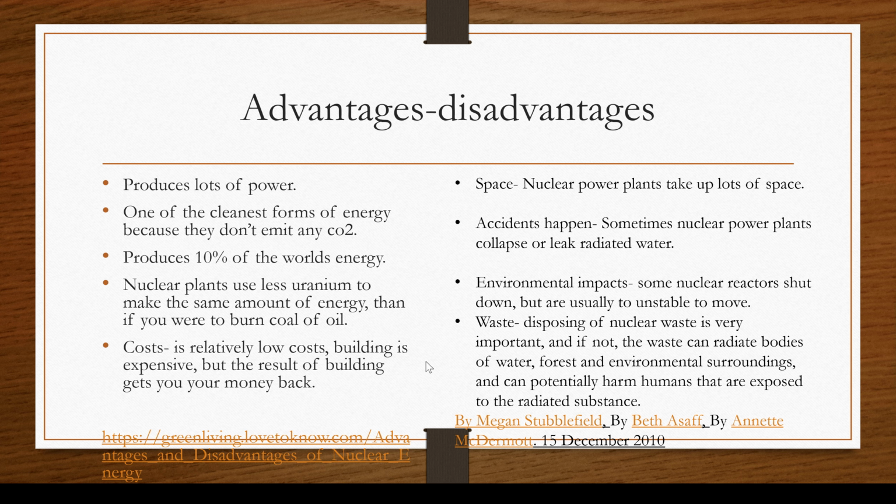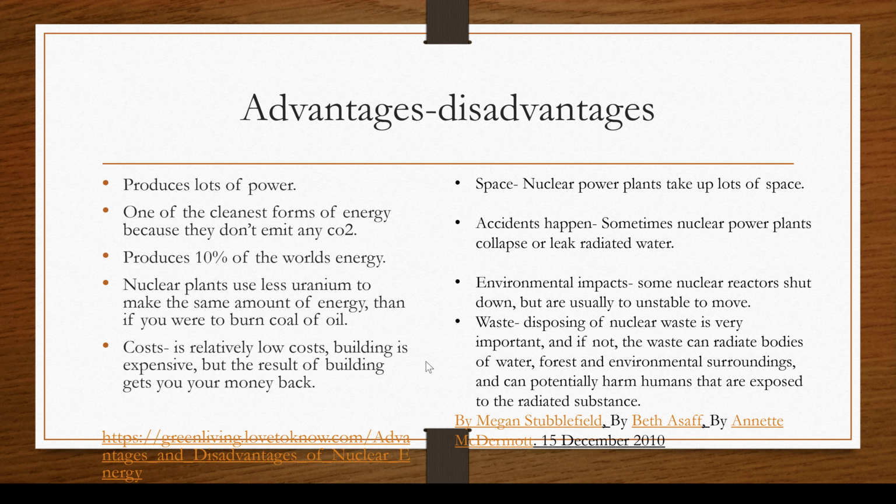Disadvantages: space. Nuclear power plants take up lots of space, some nuclear power plants reaching lengths of 5 miles long and 3 miles in diameter. Accidents do happen. Sometimes nuclear power plants collapse, shut down, or leak radiated water. Environmental impacts. These accidents can lead to severe environmental impacts. Sometimes nuclear reactors just straight up shut down, but because uranium is usually an unstable resource, the reactors are usually too unstable to move, and the result of this is polluting and radiating the environment and potentially humans around that reactor.